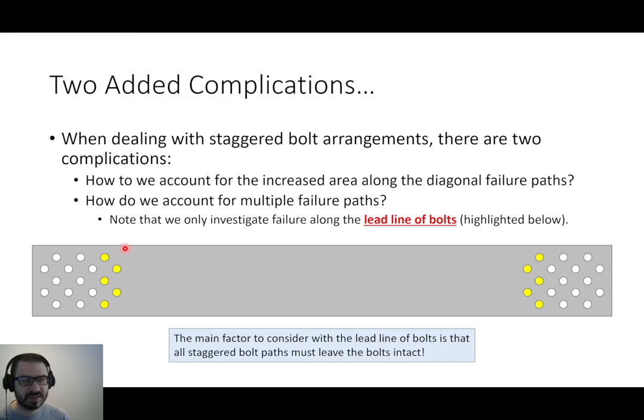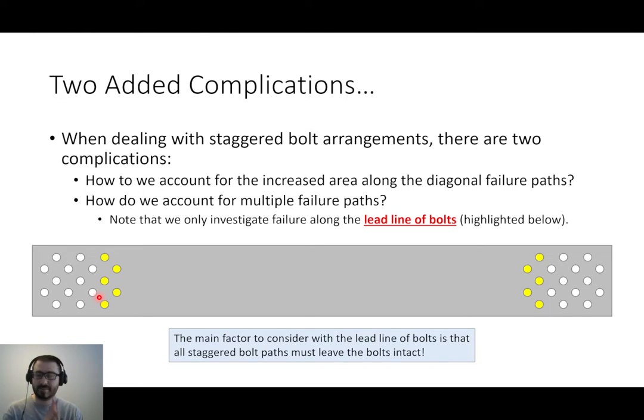In other words, if I look at this member, instead of it failing, let's say, like this, we might have a failure path that goes like that, for example, and then we have diagonal failure paths to consider. So how do we account for that diagonal path? How do we account for the increased area along those paths? We're going to find a very straightforward way of doing that, and that's through what are called stagger factors, and we're going to see that here in a second. But the big one is, how do we account for multiple failure paths?